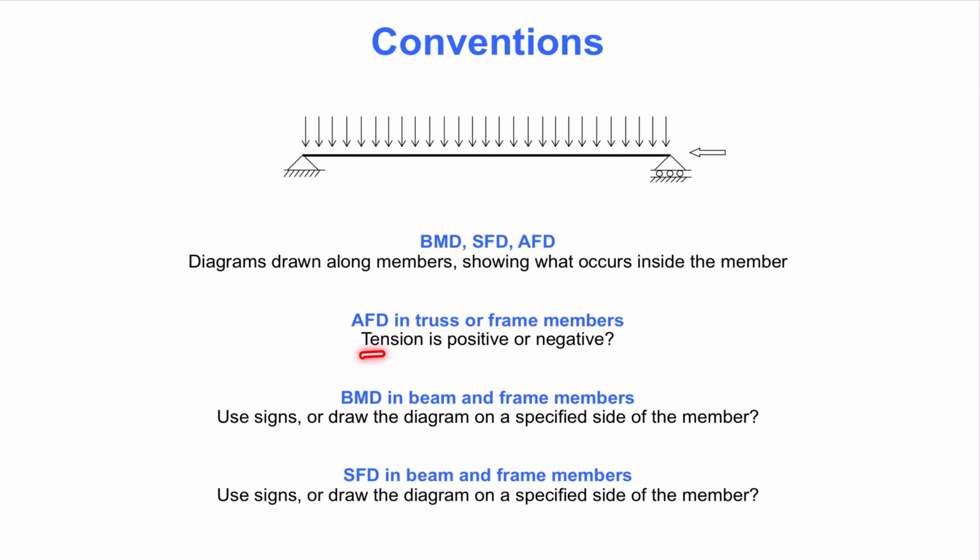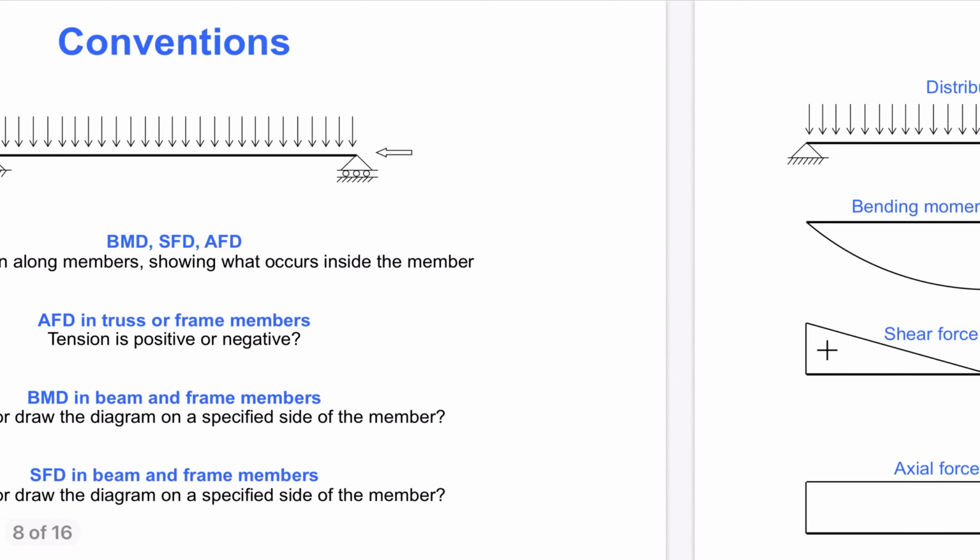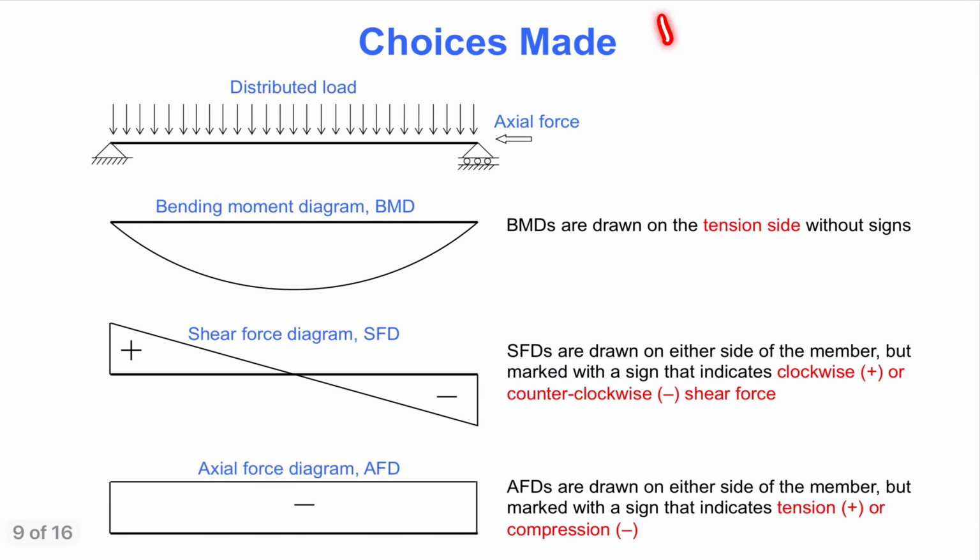Next, we need to establish a convention for drawing axial force diagrams. Is tension positive or negative? For bending moment diagrams, do we use signs, or do we just draw the diagram on a specified side of the member? For shear force diagrams, do we use signs or do we draw the diagram on a specified side of the member? The next slide shows the choices made in Terje's Toolbox.